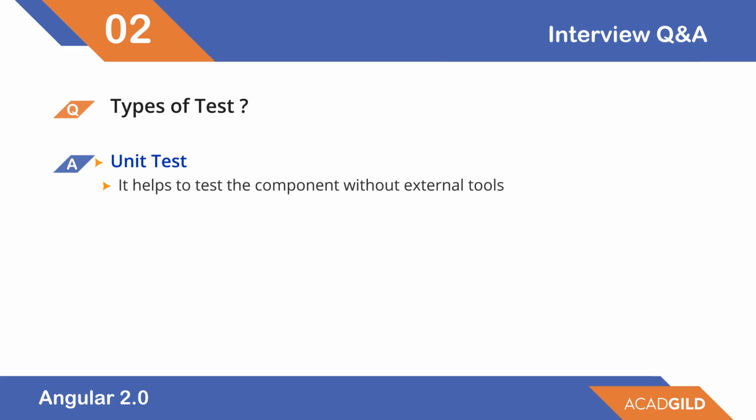So what can we test in an Angular component? We can test its functions, which can return something or set something. If a component is using a service, we can use a fake service. And if it's using a router, we can use a fake router. Let's see one simple example.